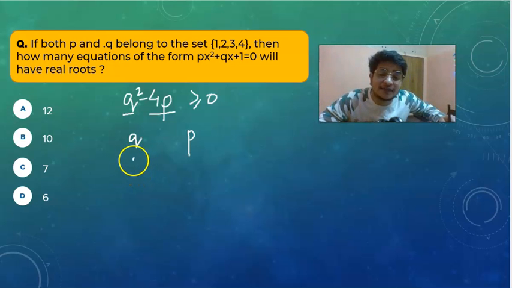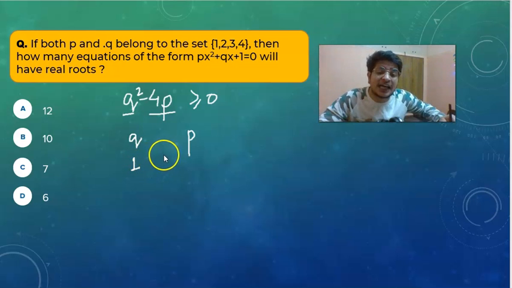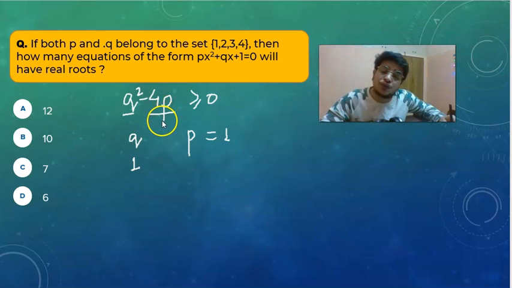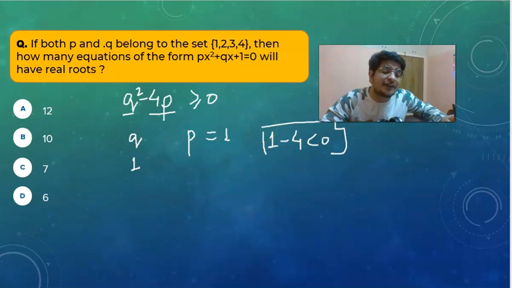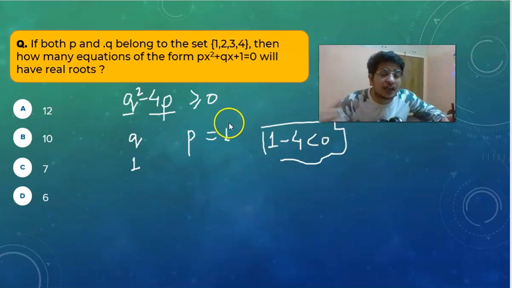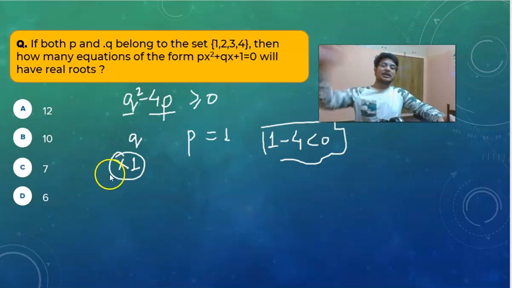If I'm writing 1, shall we take any value of p as 1, 2, 3, 4? Shall we take that thing? Let's check this out. First thing, if I'm taking p equal to 1, I'm getting the value of 4. So here I'm writing 1 minus 4, which is less than 0. So we can't take any value of p as 1, 2, 3, 4 if q is equal to 1. So we can't take q as 1. Hope you understand this thing.